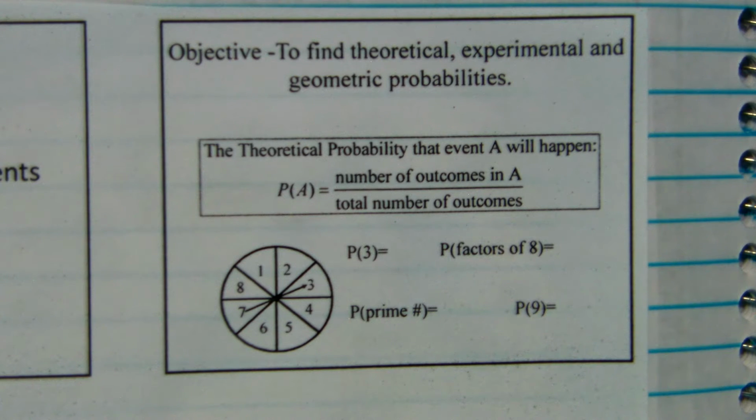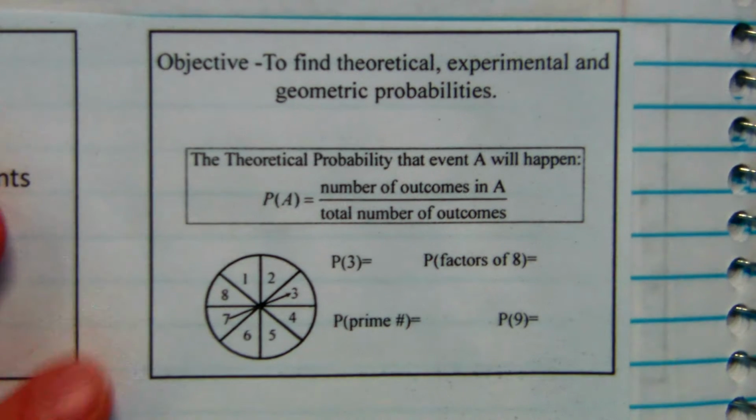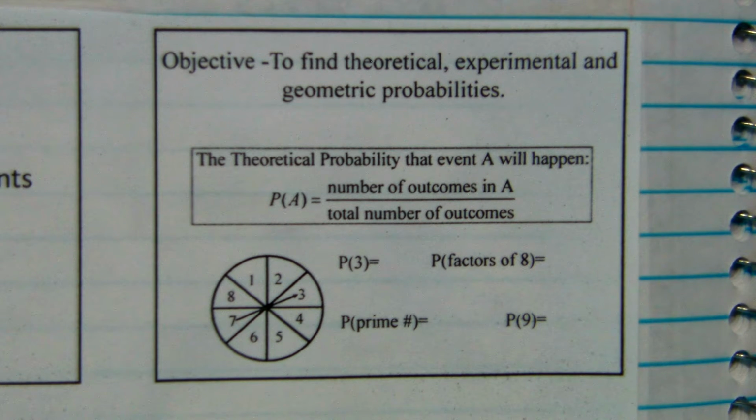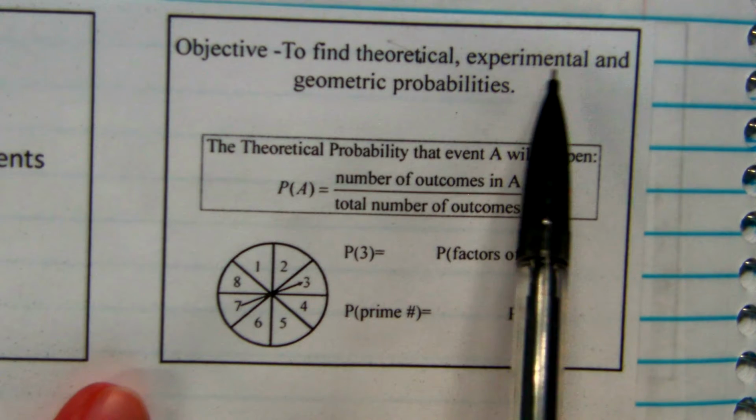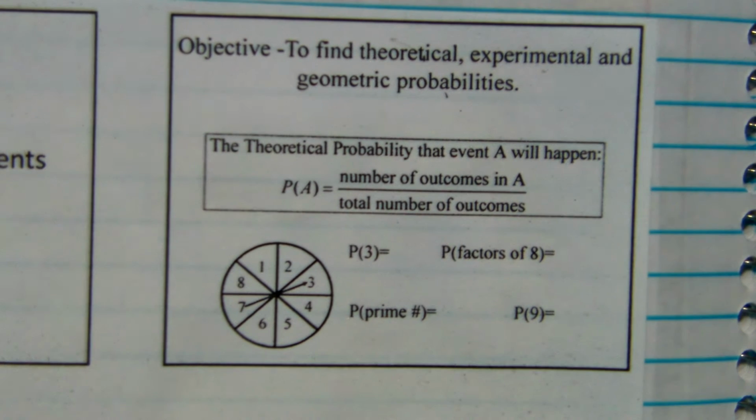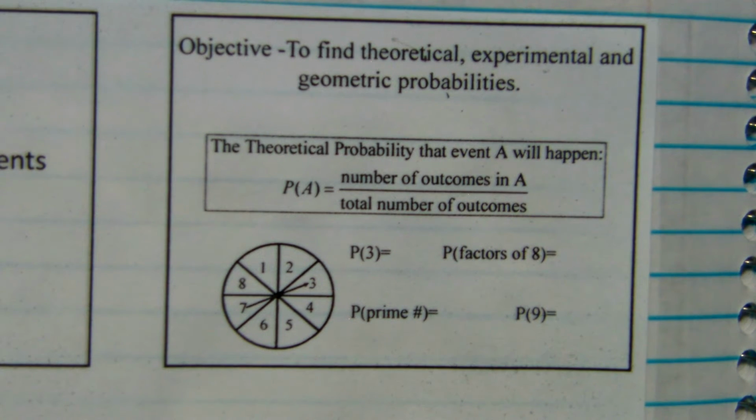Right, so we are looking at probability of compound events today. The first slide just kind of reviews what probability is, and then we're going to jump into the stuff that's a lot tougher. So our objective is to find theoretical, experimental, and geometric probabilities. We're not doing all of that today, but we'll get into some of these.